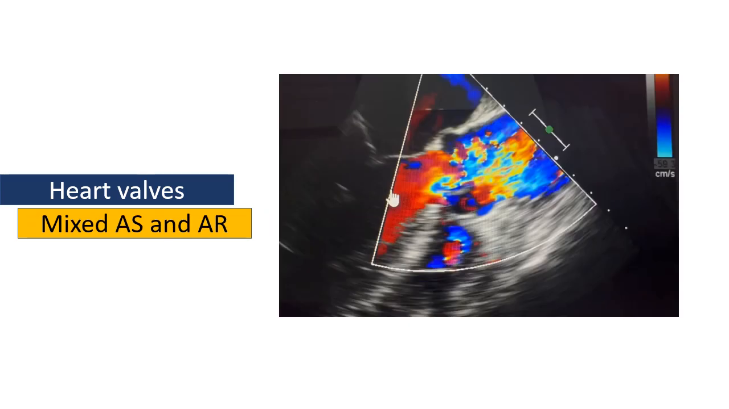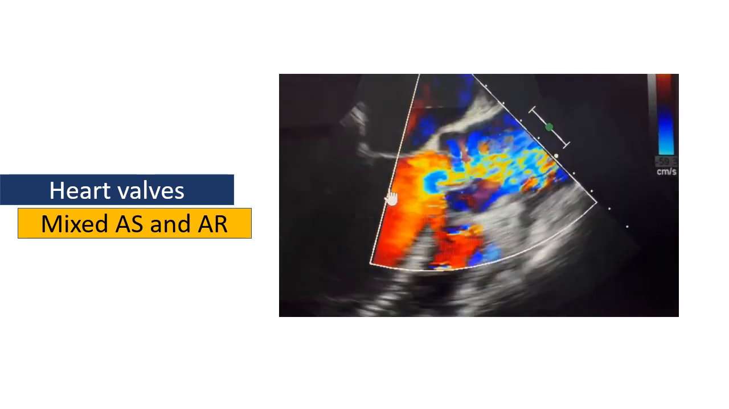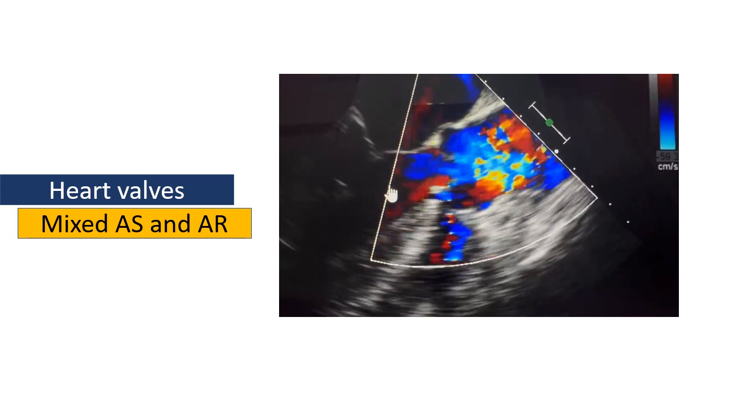This is a case of mixed aortic stenosis and regurgitation, and you can see here the regurgitation in this direction and the turbulent blood flow in this direction, meaning that this patient has mixed aortic regurgitation and aortic stenosis.